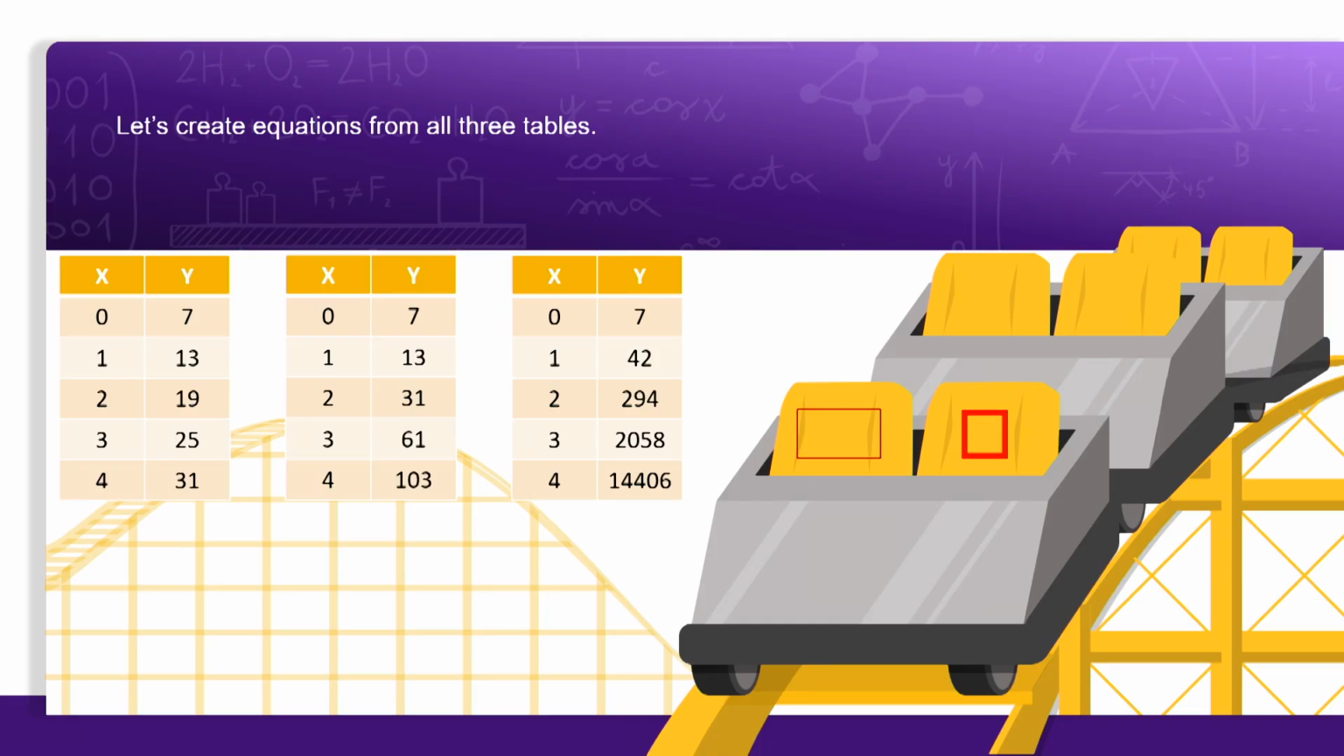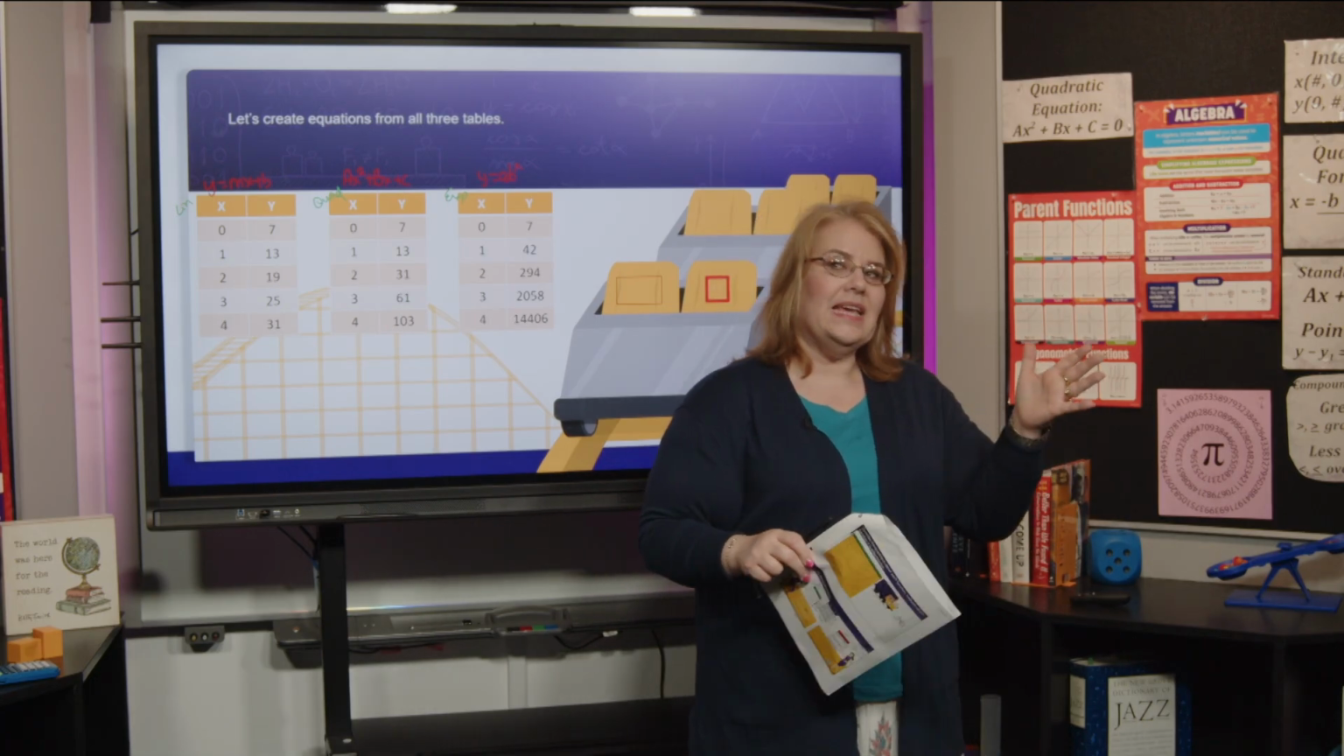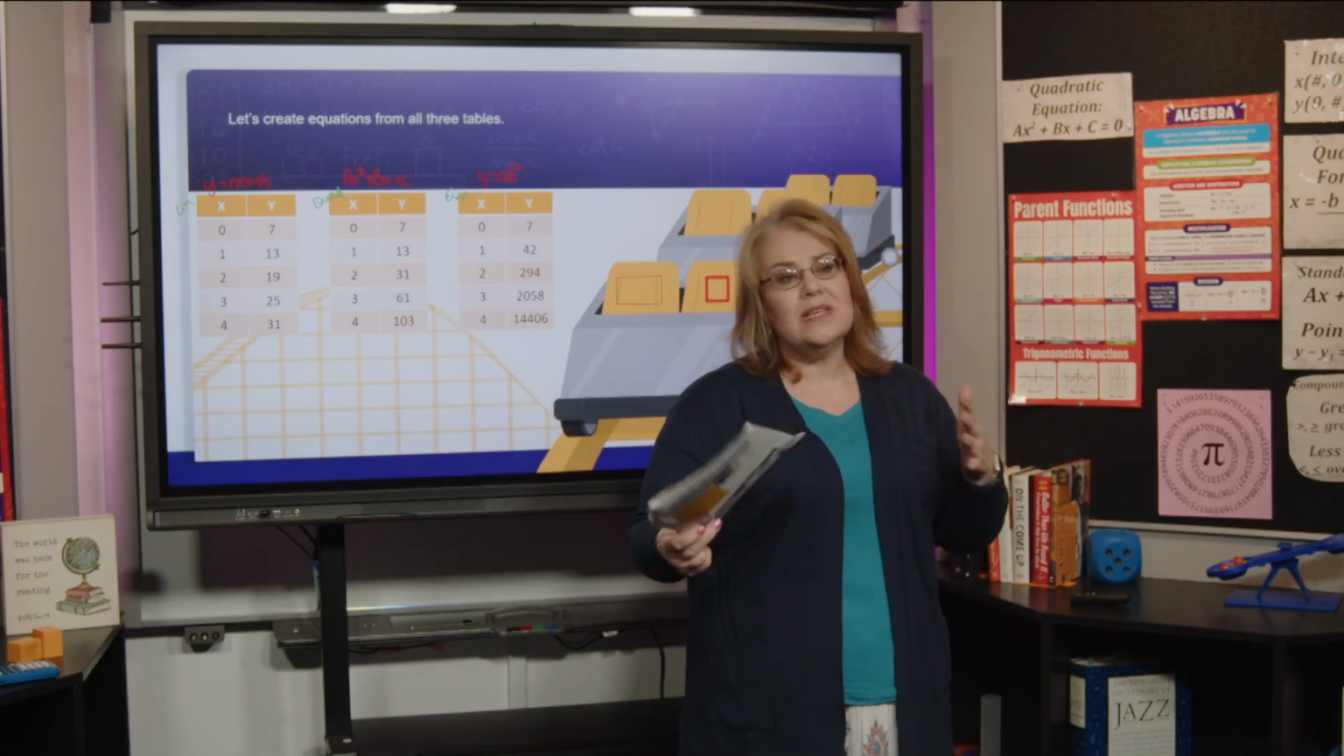So I know that this was linear. I know that this was quadratic. And I know that this is exponential. So with me knowing those, I've got some balance of y equals mx plus b, or ax squared plus bx plus c, or y equals ab to the x. So what I'm wanting to do is I need to be able to go from these tables to these equations.